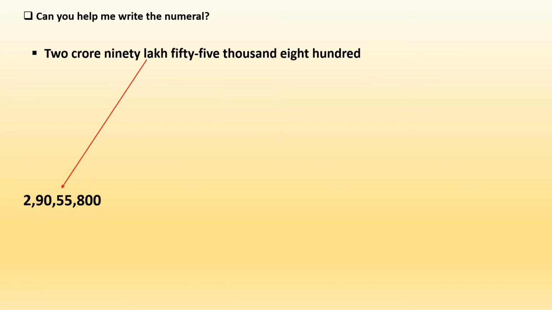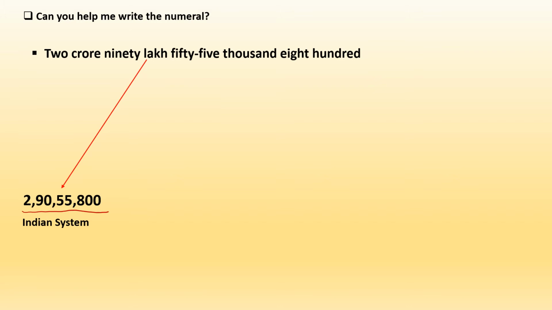Okay, so I will just show you in which system this number is written here. If you look into this answer, you can see I have put a comma after 3 digits from the right, then I have put another comma after 2 digits. So which number system is this? Yes, it is the Indian number system.